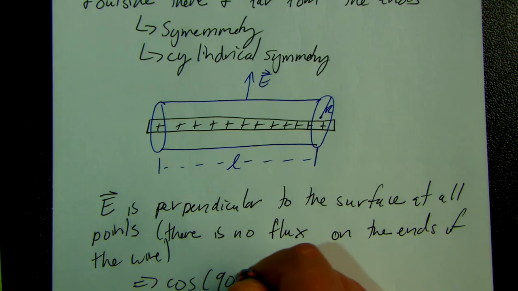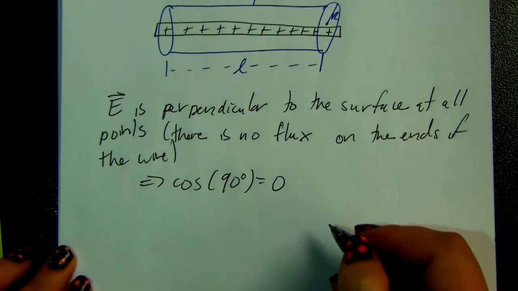So you have cosine of 90 degrees, which is equal to 0. Okay, so let's do Gauss's law.